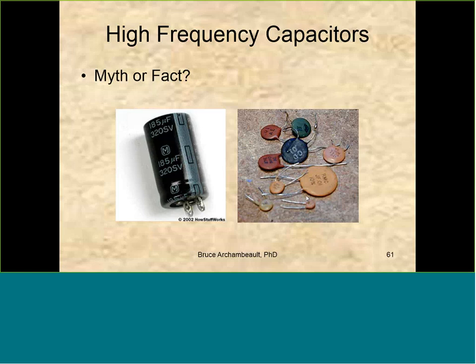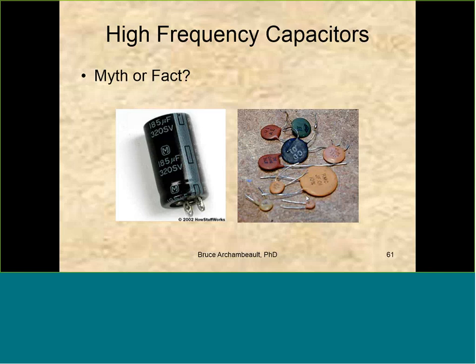And so you put a very large capacitor and a physically small capacitor in parallel with each other, and the physically small capacitor would serve for the high frequency content, and the physically large capacitor would serve for the lower frequency content.